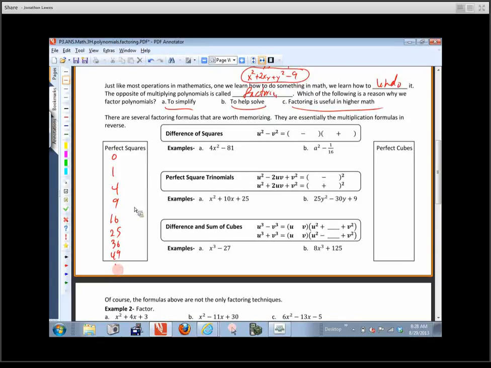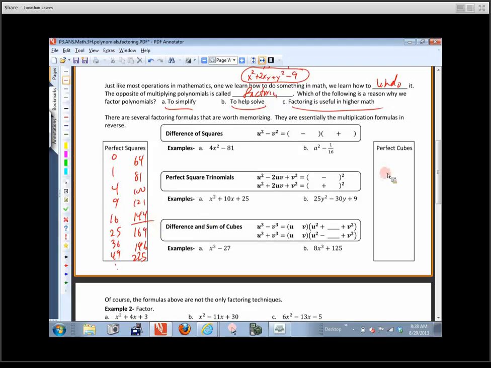Okay, it would be good if you memorize these maybe all the way up to, let's see, after this it's going to be 64, 81, 100, 121, 144, 169, 196, and 225. Okay, those would be good ones to recognize. Okay, at least up to 144. I mean, most people memorize their 12 times tables.